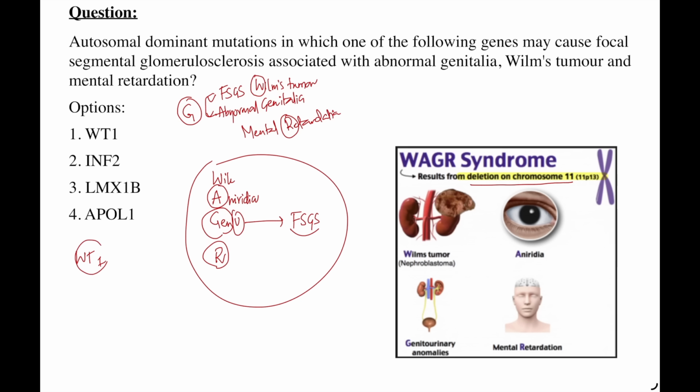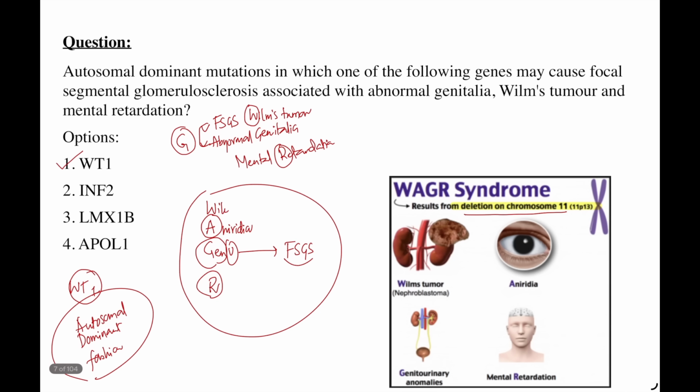WT1 gene mutation, and this is inherited in an autosomal dominant fashion. This is inherited in an autosomal dominant fashion, WT1 gene. So the correct answer is WT1. So when we talk about FSGS, that is focal segmental glomerulosclerosis.